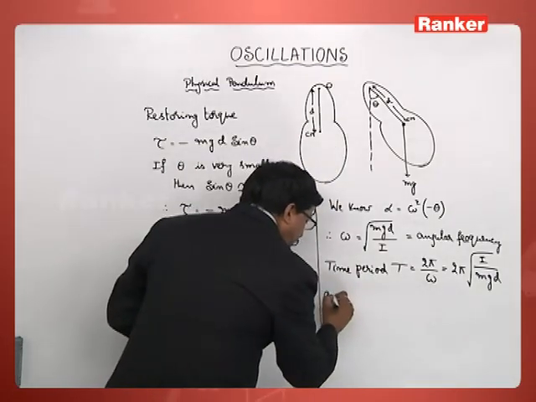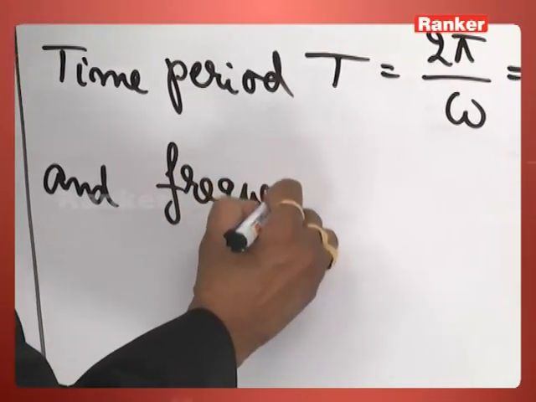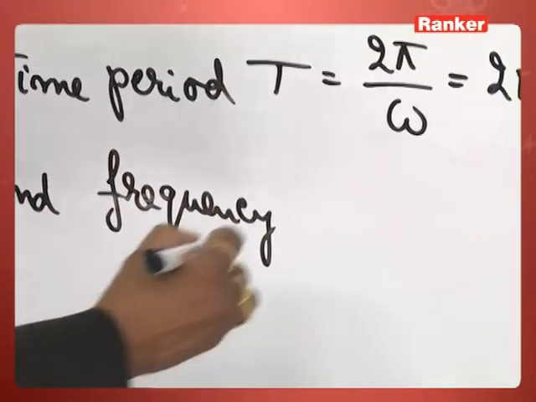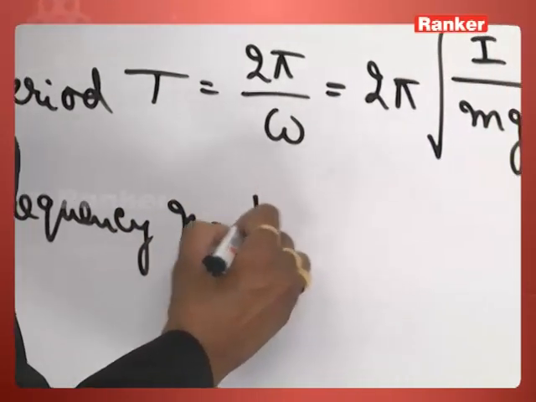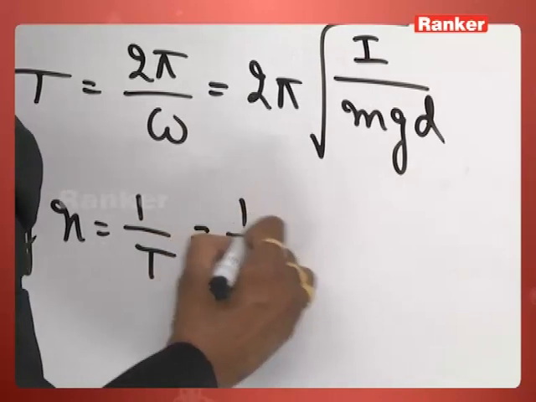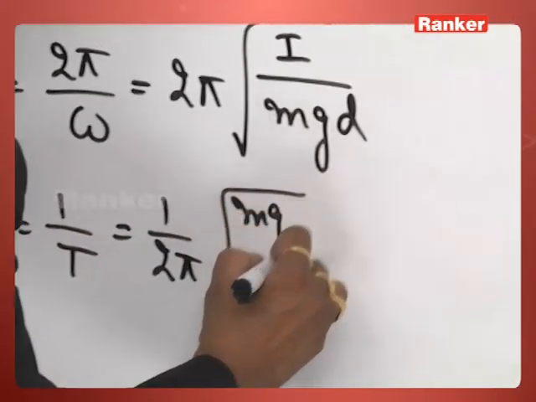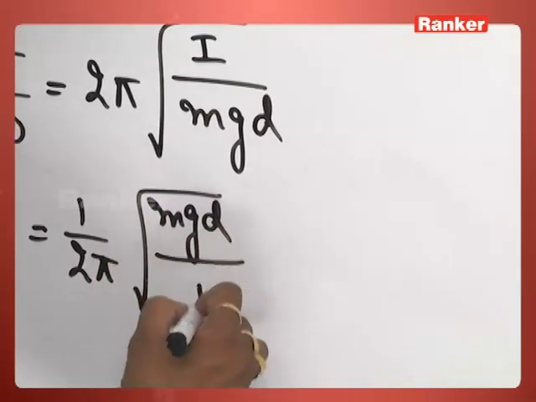And if we want its linear frequency, we can take it as the reciprocal of time period, which can be written as 1 by 2 pi under root mgd by the value of I.